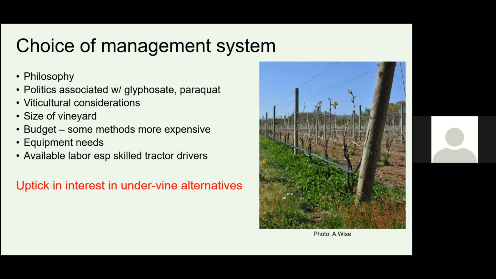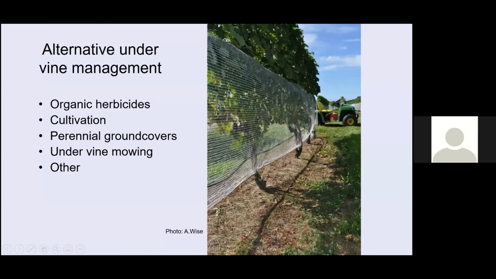Your choice of management system may depend on what kind of budget you have, because some of the alternative undervine management systems can be a little more expensive and take a bit more time. Some of the equipment is a little expensive, and you need a tractor driver who can pay attention, because you don't want to take out vines with some of this. But the bottom line for us is that I've seen, especially in the last 10 years, a huge uptick in interest in undervine alternatives, and I mean alternatives to the traditional herbicide use.